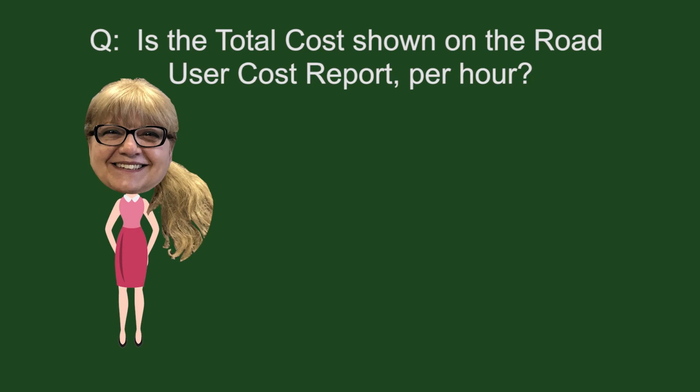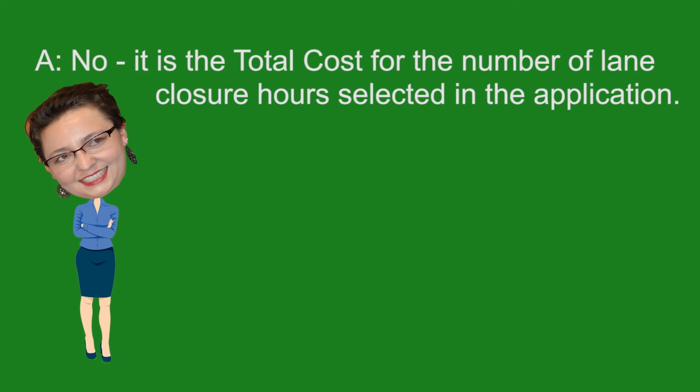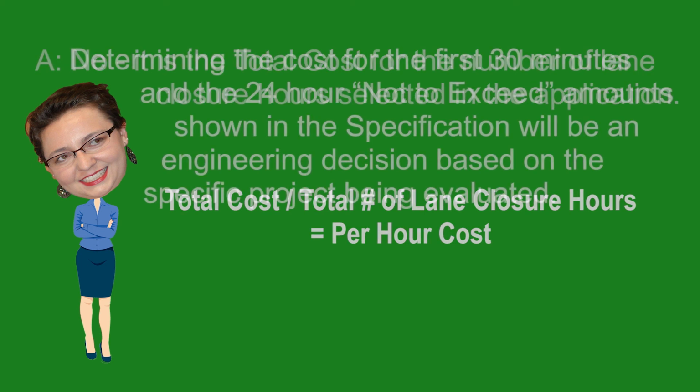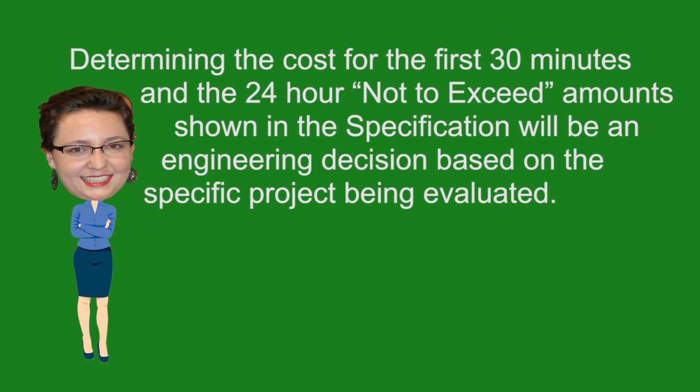So is the total cost shown on the road user cost report, is it per hour? No, this is the total cost for the number of lane closure hours selected in the application. Divide the total cost by the total number of lane closure hours selected to get the per hour cost. Determining the cost for the first 30 minutes and the 24-hour not to exceed amounts shown in the specification will be an engineering decision based on the specific project being evaluated.